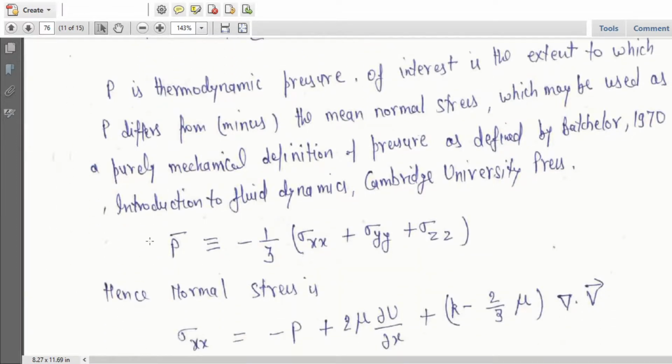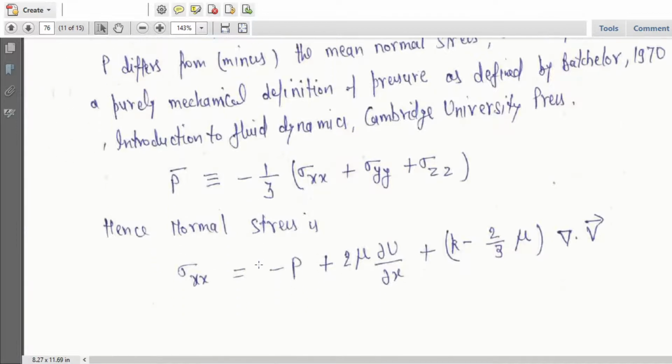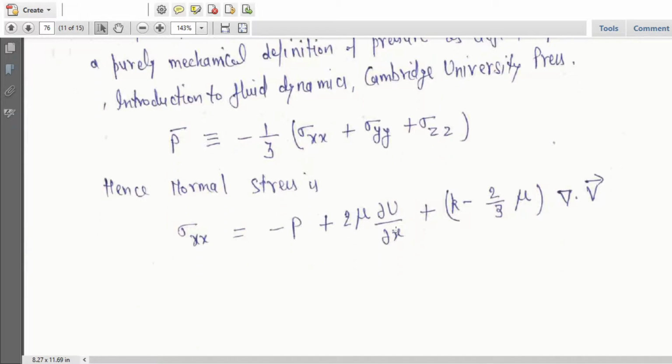So the pressure P is given by the average of all three, 1 by 3 (sigma xx plus sigma yy plus sigma zz). So normal stress is given by this. Sigma xx would be minus P plus 2 mu del u upon del x plus (k minus 2 by 3 mu) bracket del dot v.